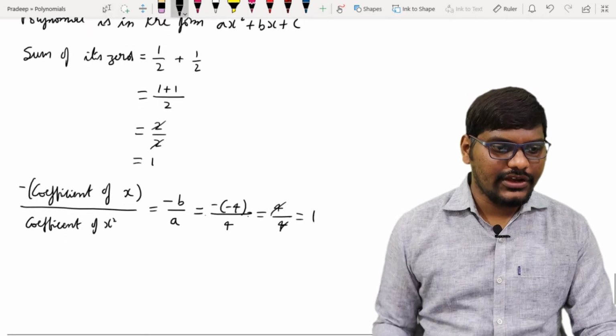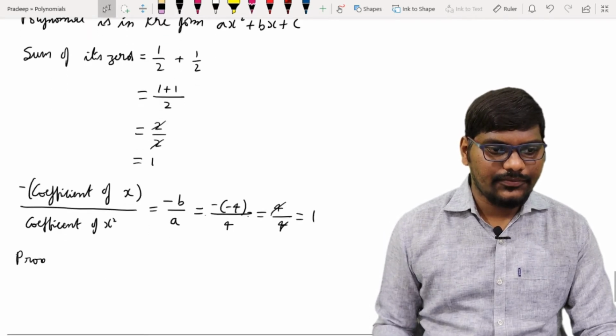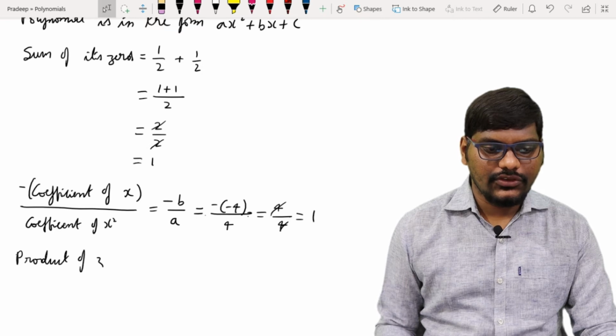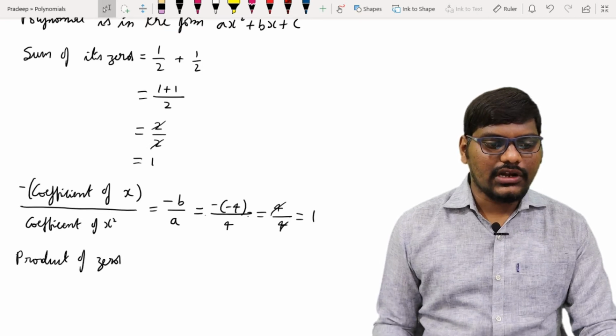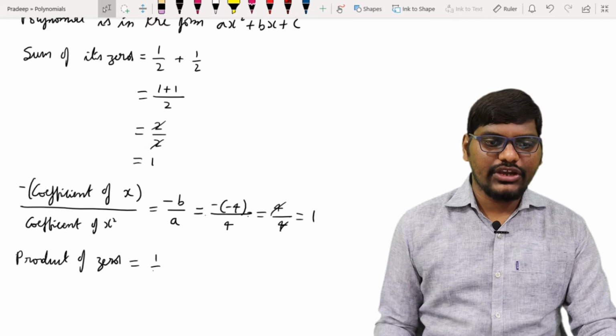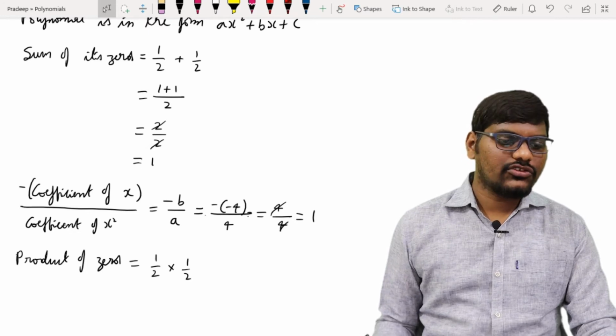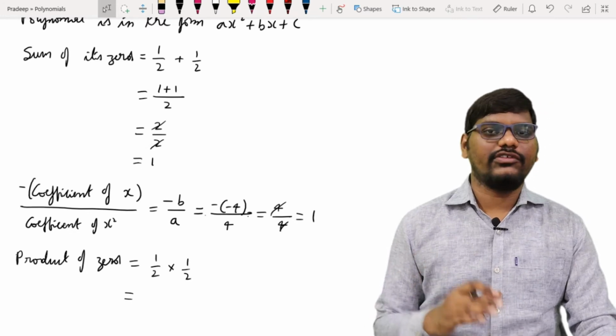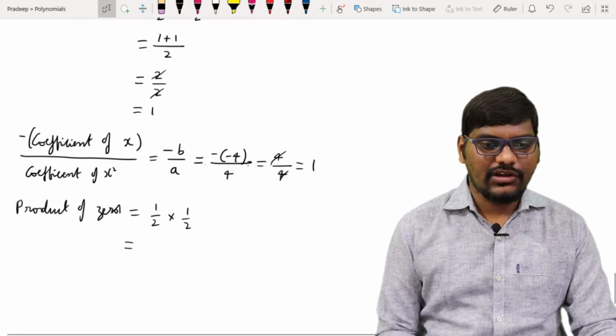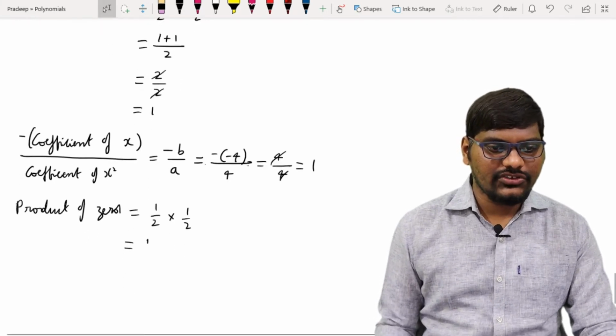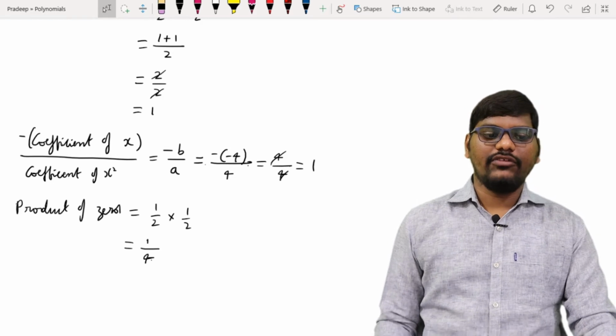Okay, so I can write here the product of zeros. So whatever zeros we got, it is 1 by 2, and we'll multiply again by 1 by 2. So these are the two values which we got, so we just multiplied. So 1 by 2 into 1 by 2 is how much? It is 1 by 4 is the value.